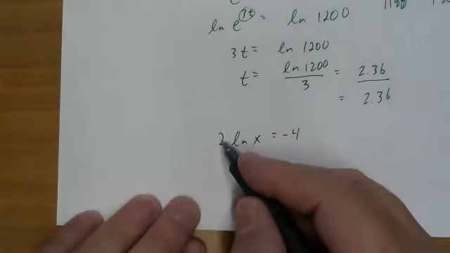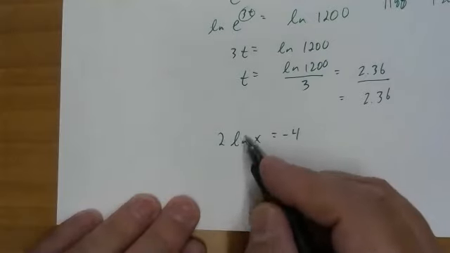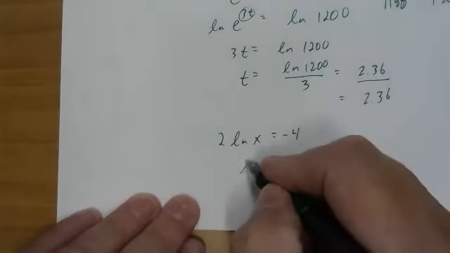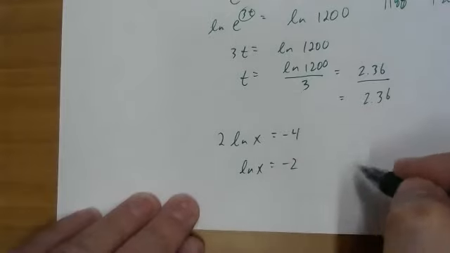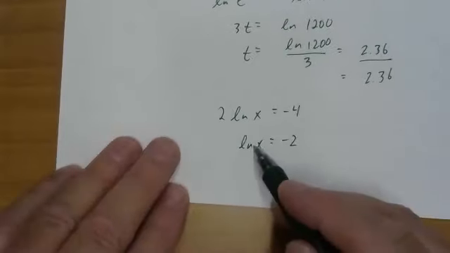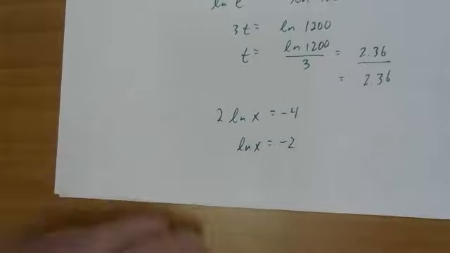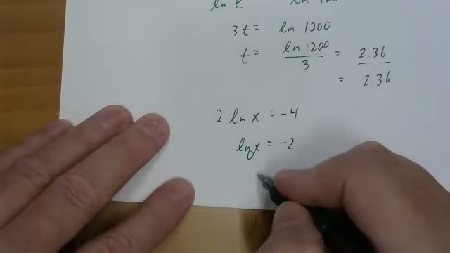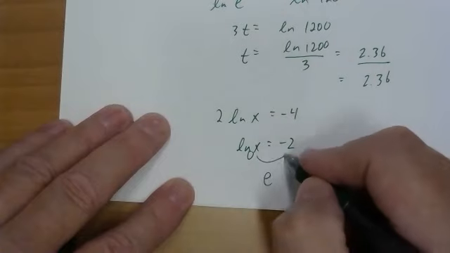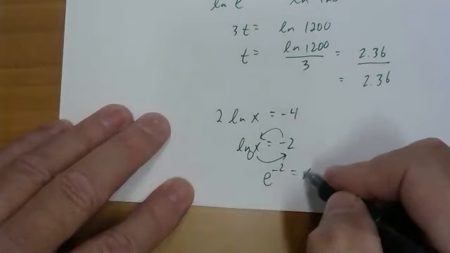Right now, I've got this 2 here. So what I need to do is move this 2 to the other side. And what do I do? I can divide both sides by 2. So -4 divided by 2 is -2. So now I have natural log of x equals -2. Now, when I have natural log by itself on one side, I can convert this to an exponential equation using my circle rule. So what's my base here? It's e, right? So e to the -2 equals x.